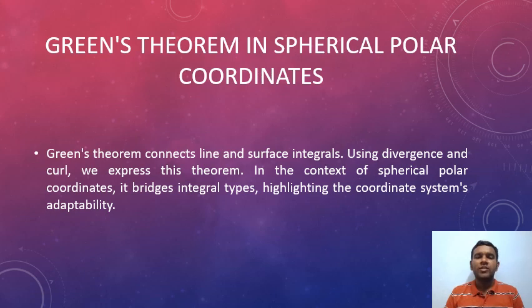Now let us look at some theorems and postulates. One is the important one of polar coordinate system, that is Green's theorem, with respect to the spherical polar coordinates. The Green's theorem connects line and surface integral. Using divergence and curl, we express this theorem. In the context of spherical polar coordinates, it bridges integral types, highlighting the coordinate system's adaptability.